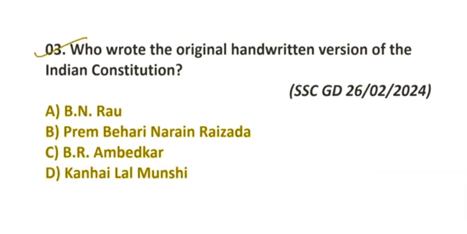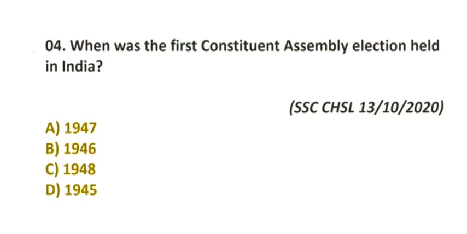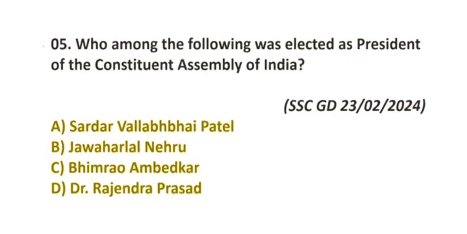Question number 3. Who wrote the original handwritten version of Indian Constitution? Option number B, Prem Bihari Narayan Raizada. Question number 4. When was the first Constituent Assembly election held in India? Option number B, 1946.